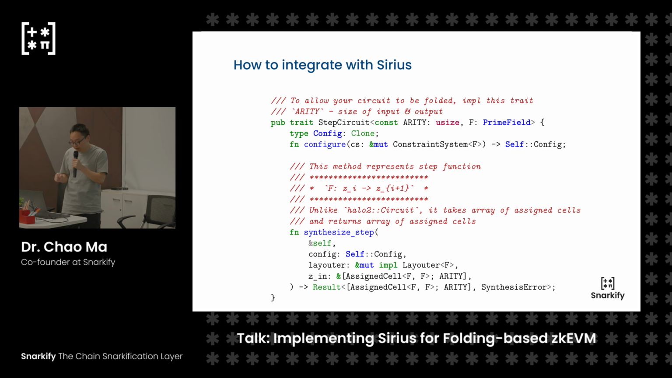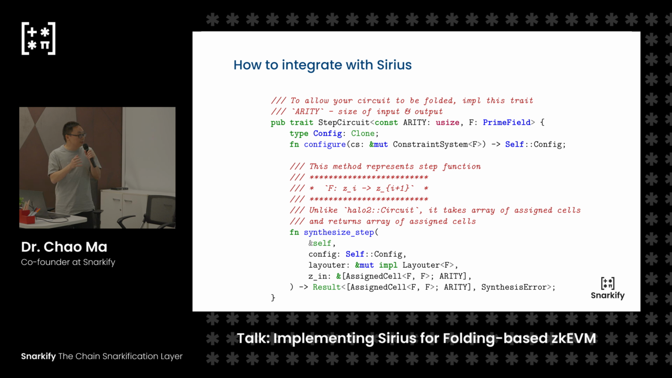When you modify a Halo 2 circuit to be usable by our folding library, you also have to implement these two functions, the configure and the synthesize, but we call it the synthesize step. For the first function, the configure function, you don't have to do anything. If you already have a circuit, you just use the same configure function, because the layout will not change. The second, the synthesize function, you modify a little bit and change the name to synthesize step.